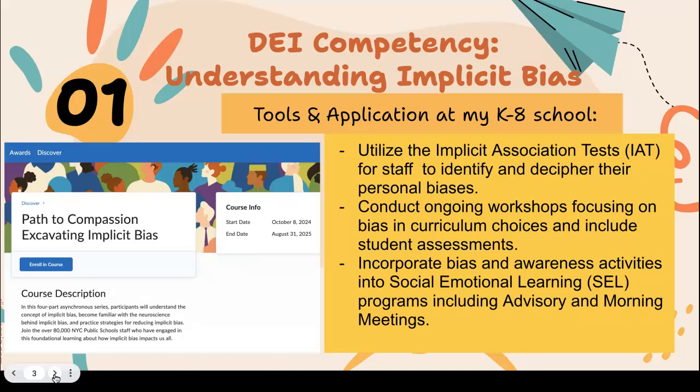The competencies that I chose to focus on were understanding implicit bias. It's very important, working at a New York City public school, in my opinion, that you really understand your own personal biases, that you're able to identify and decipher what that means for you, and that your school provides ongoing workshops to focus on bias. They also have, especially for the older students in the 6th through 8th grade, student assessments. They incorporate bias and awareness activities into SEL learning. For us, this would mean that it is done in advisory or morning meetings for our elementary school students.